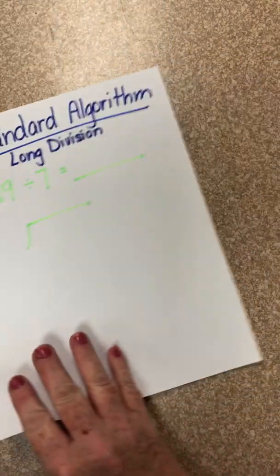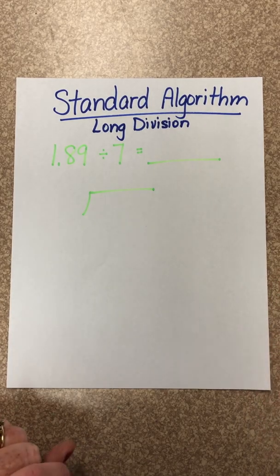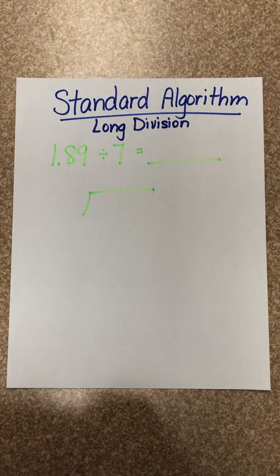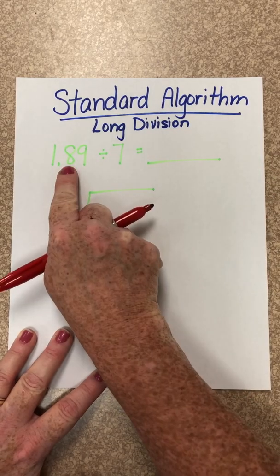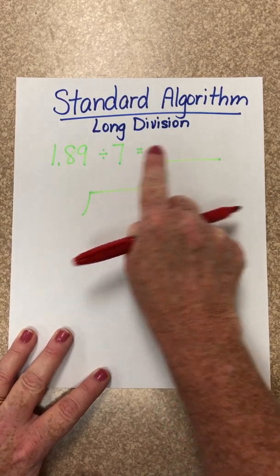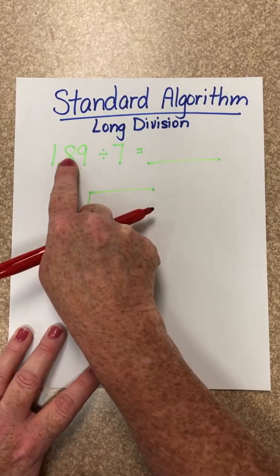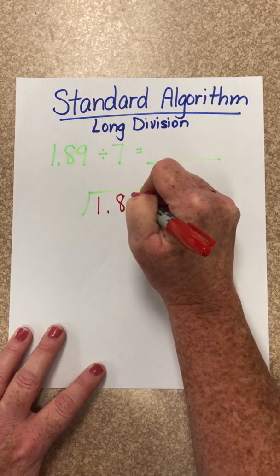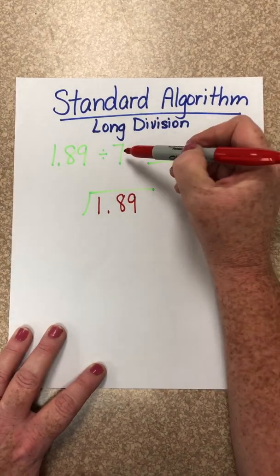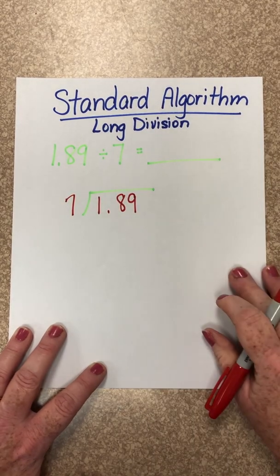Let's look at an example. First, we're going to begin with the standard algorithm. 1.89 divided by 7 equals, and we're going to find the quotient. This is the dividend, divisor, quotient. So when I use the long division symbol, I'm going to put the dividend inside the division box, and the divisor goes on the left or outside of the division box.